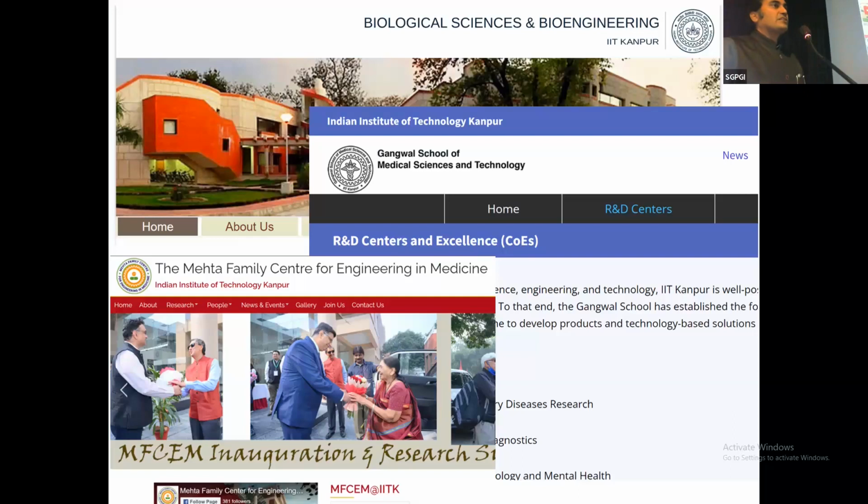I am associated with 3 different centers. I am faculty at the Biological Sciences Bioengineering Department. Along with it, there are 2 more centers which have recently come up in IIT Kanpur. One is Gangwal School of Medical Sciences and Technology, which has the vision of bridging the gap between the medical centers and research labs. Another is Mehta Family Center for Engineering in Medicine, which is, you can say, an extension of our bioengineering department.